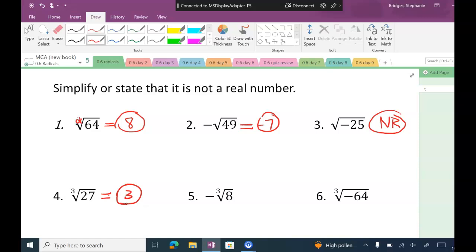And then very similar to number 2, we've got a negative in front of the root. So it is a -1 times the cube root of 8. What is the cube root of 8? 2. And -1 times that would give me a -2.